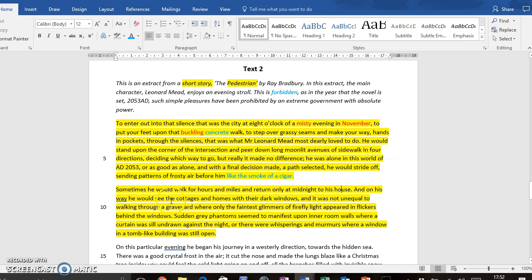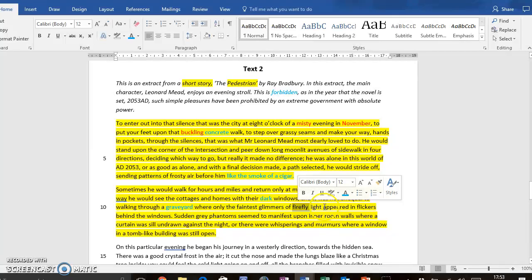"And on his way he would see the cottages and homes with their dark windows." So I'd say the tone's getting a little bit darker. "It was not unequal to walk through a graveyard." Again, more connotations of darkness, of death, that we talk about through those uses of the nouns graveyard, windows, "where only the faintest glimmers of firefly light appeared in flickers behind the window." That suggests a sense of secrecy.